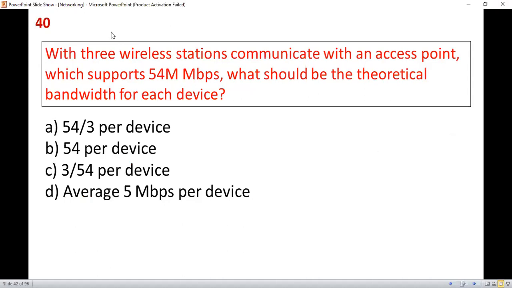Okay, the next question: three wireless stations communicate with an access point which supports 54 Mbps. What should be the theoretical bandwidth for each device?